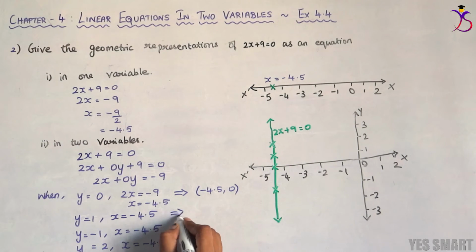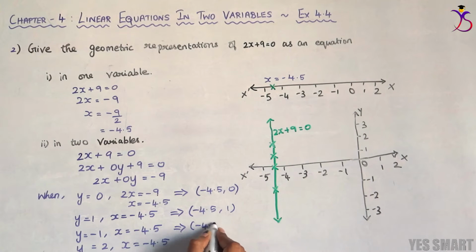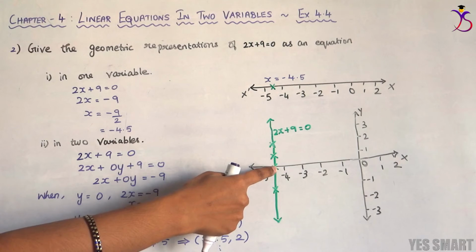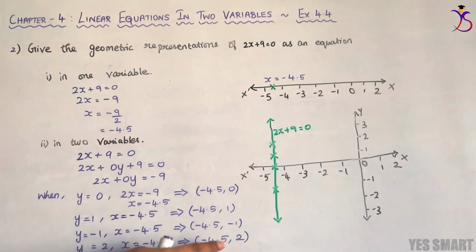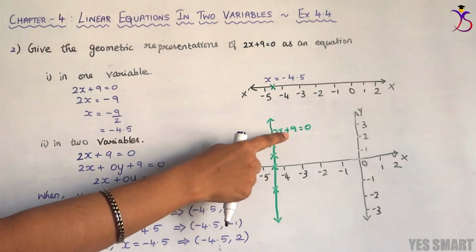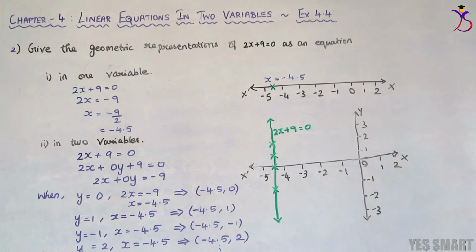Now just writing down the points: (-4.5, 1), (-4.5, -1), (-4.5, 2), and this goes on. Now let's plot these points in the graph. (-4.5, 0) will be here, this point will be here, this point will be here, (-4.5, 2) will be here. Therefore, on changing the value of y, we got a line which is parallel to the y-axis, and it is 4.5 units left of the origin, or 9/2 units left of the origin.